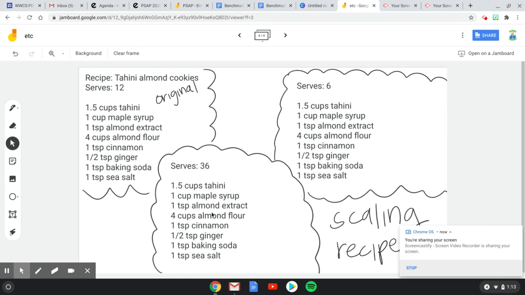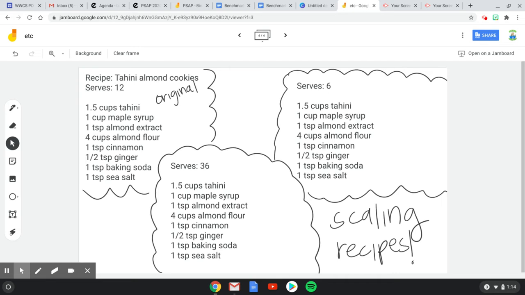Okay, so this workshop is going to talk about scaling recipes. If you look up here, this is our original recipe for tahini almond cookies. Our original recipe serves 12 people. These are the ingredients and the measurements that we would need to serve 12 people, to make 12 cookies.